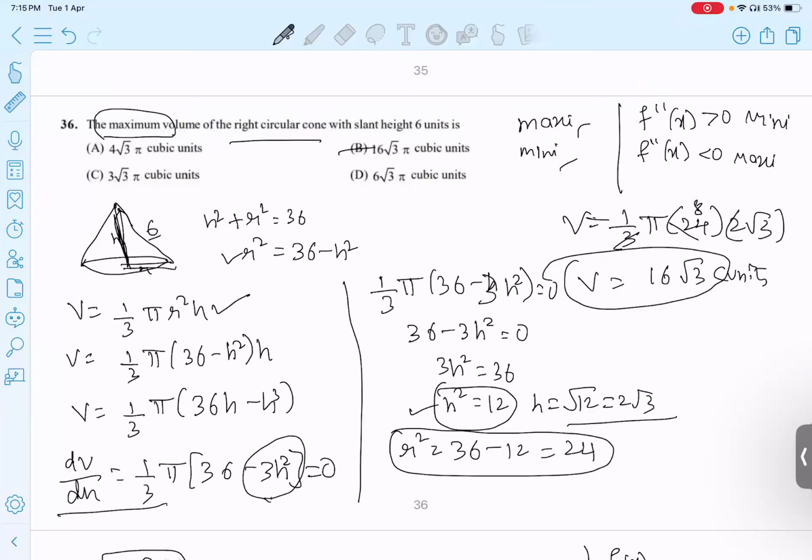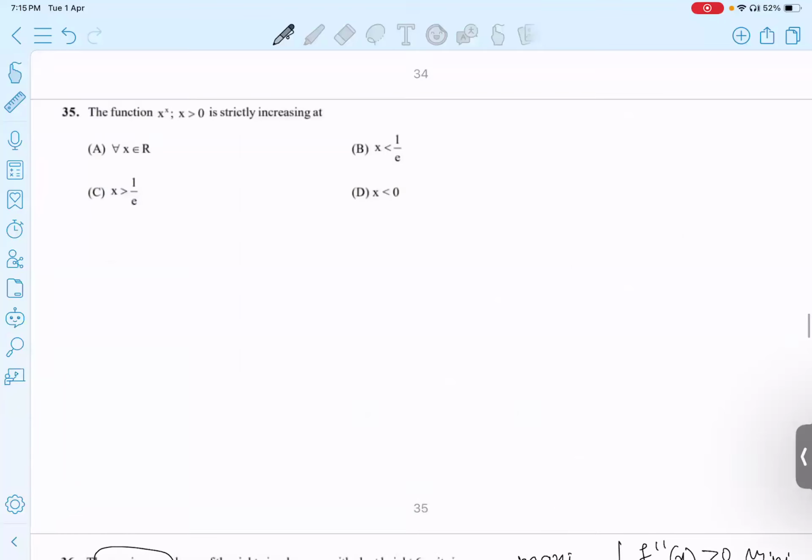Obviously, they will give you a question based on maxima and minima wherein we'll get only one value. It's a direct question from your NCERT. So keeping the same concept of maxima and minima, we'll go to the next question, the 35th question. We just have to find at which point the function is strictly increasing.